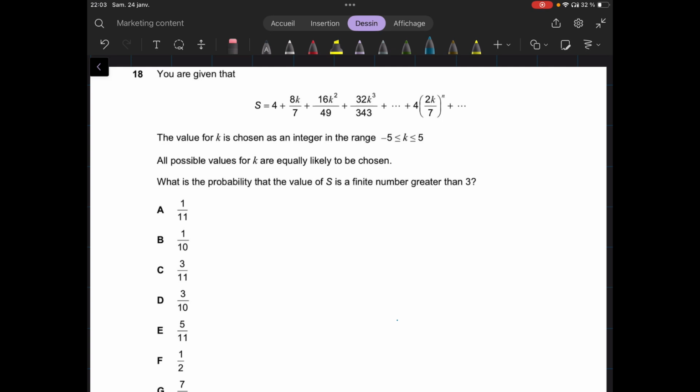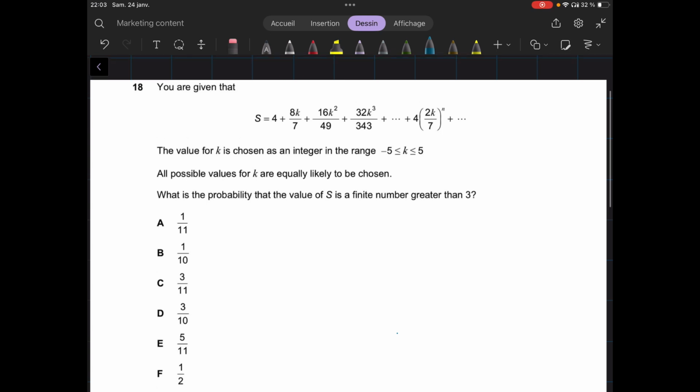We're given a series 4 plus 8k by 7 plus 16k by 49 plus so on and so forth. So, right off the bat, just by looking at the first four terms, we know that 1, it is geometric, and the common ratio is 2k by 7. 2, that this is an infinite series, because you're given the nth term, and the series keeps on going.